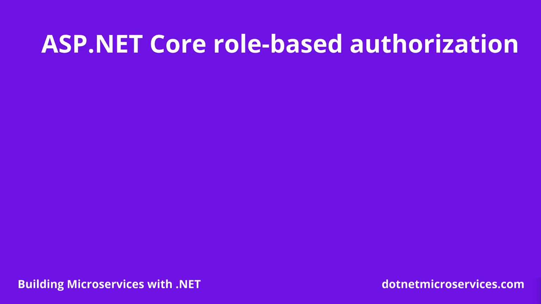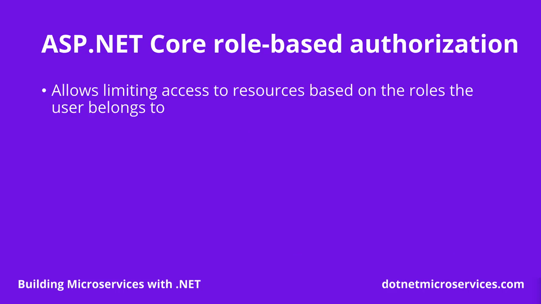One way to enable authorization in ASP.NET Core apps is by using roles. Role-based authorization allows limiting access to resources based on the roles the user belongs to. But what is a role? Well, really it is nothing more than a well-known claim that can be associated to a user.